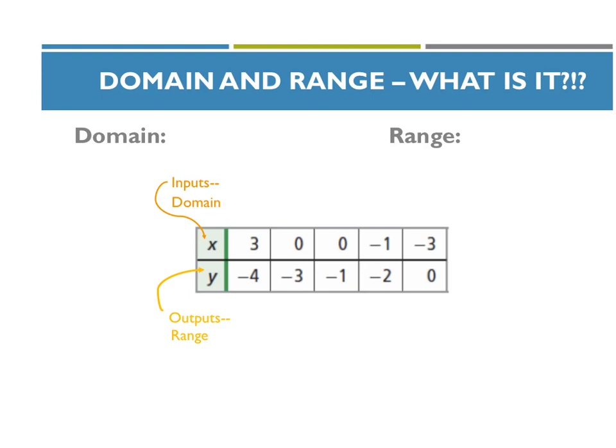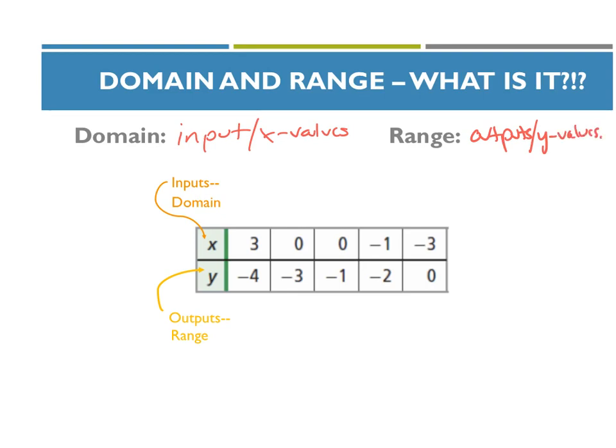So when you're finding domain and range, the biggest thing you've got to remember is that domain is all your input values, or we say X values here. The range is always your outputs, aka your Y values.